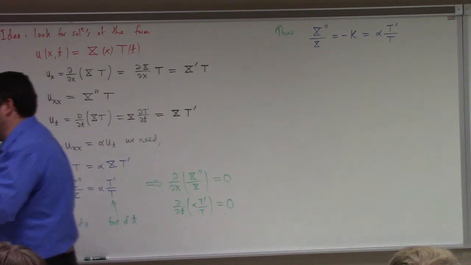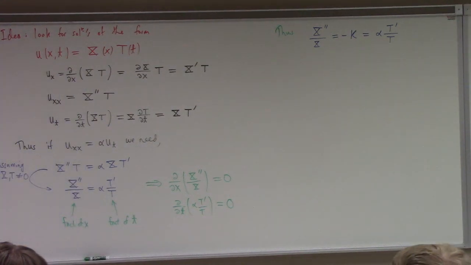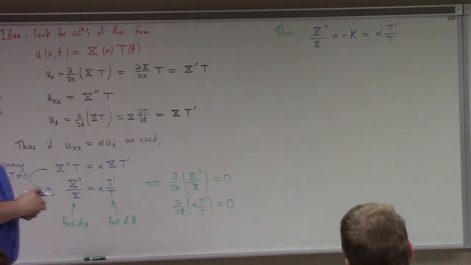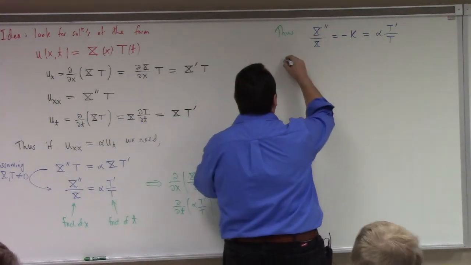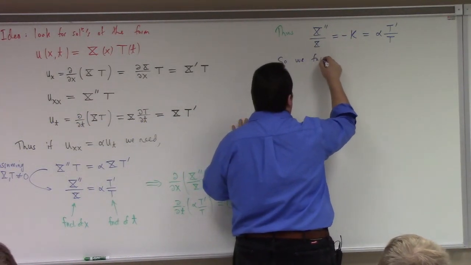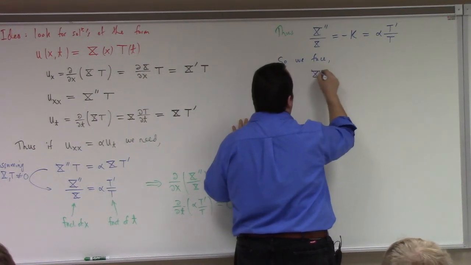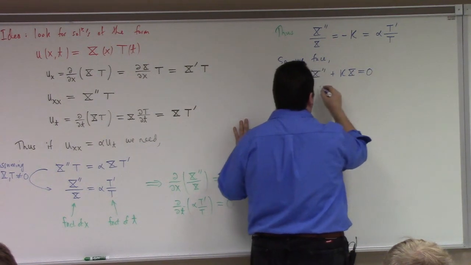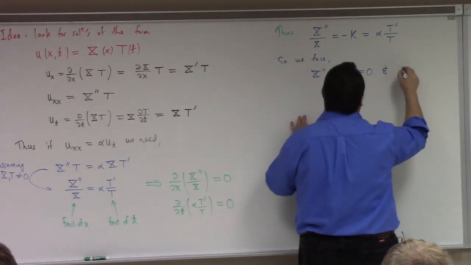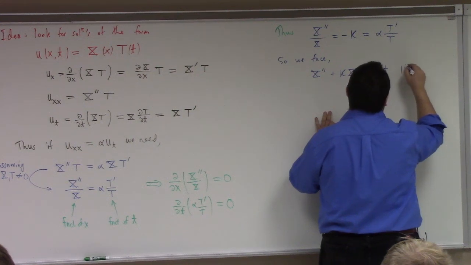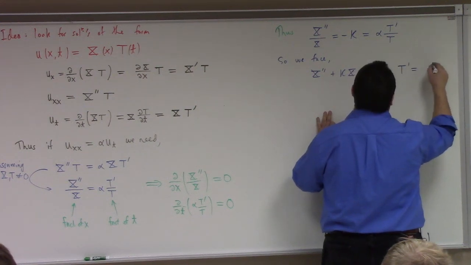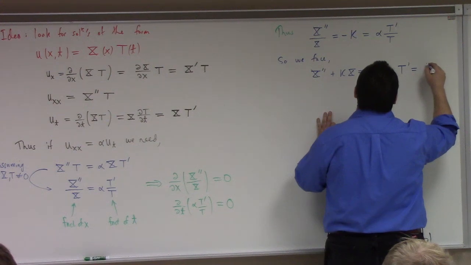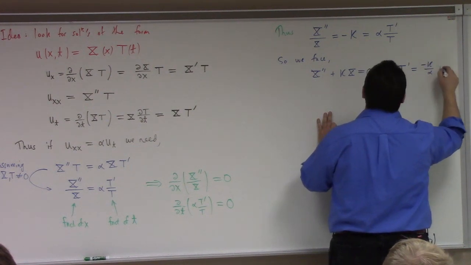Excuse me. Goodness gracious. Yowzers. Does that make sense? Now, you ask, why did I put minus k there? Can you see why I did that? So we face x prime prime plus kx equals 0, and t prime equals, looks like, minus k over alpha t.